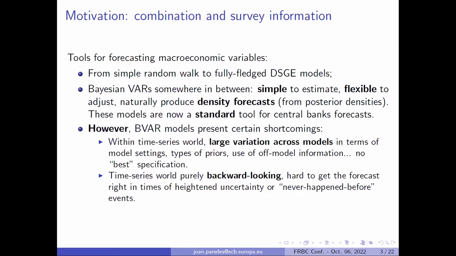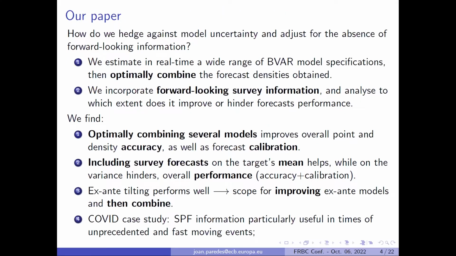So what do we want to do or achieve in this paper and this tool? We wanted to create a toolbox which would cover us for this model uncertainty. At the same time, we wanted to not stop there, but to include forward-looking information. So what we're doing is estimating a wide range of BVAR model specifications, and then we are going to optimally combine them.